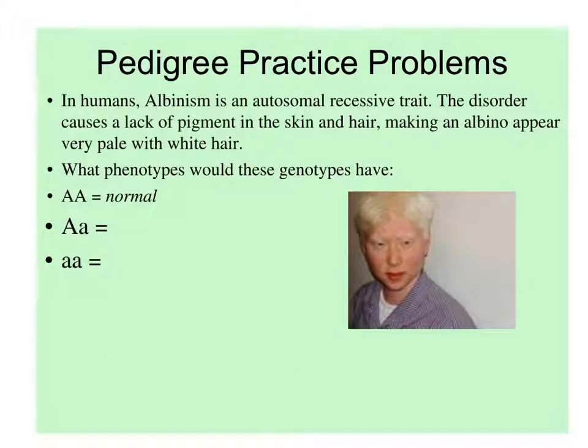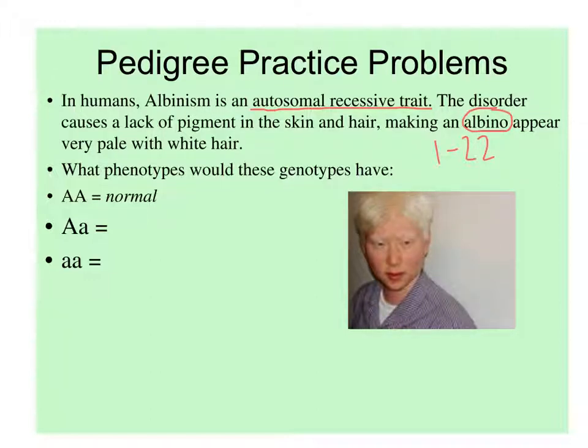All right, so we're going to try some of these. And the trait we're going to look at today is an autosomal recessive trait. Autosomal, so this is not a sex-linked trait. This is on the autosomes. Remember, the autosomes were chromosome pair number 1 through 22. And this trait is called albinism, or being what's called an albino. It is a recessive trait.